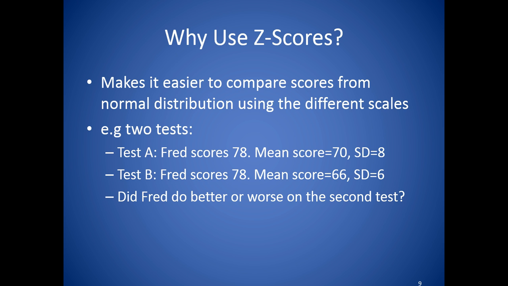So why do we use z-scores? Well, it's a lot easier to compare scores from normal distributions using different scales if we use z-scores. Supposing you have two tests. On test A, Fred scores 78, but the mean score for this test is 70 with a standard deviation of 8. On another test, Fred scores 78 again, but the mean score this time is lower, only 66, with a standard deviation of 6. On which of the two tests do you think Fred did better?